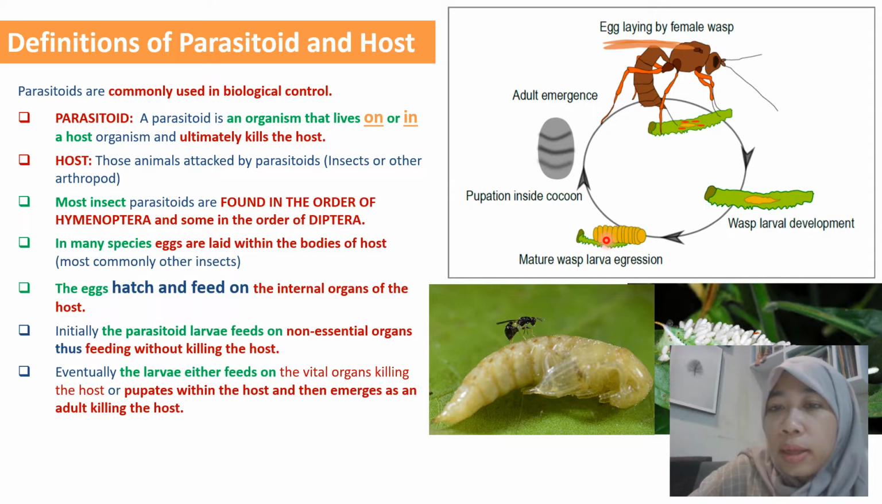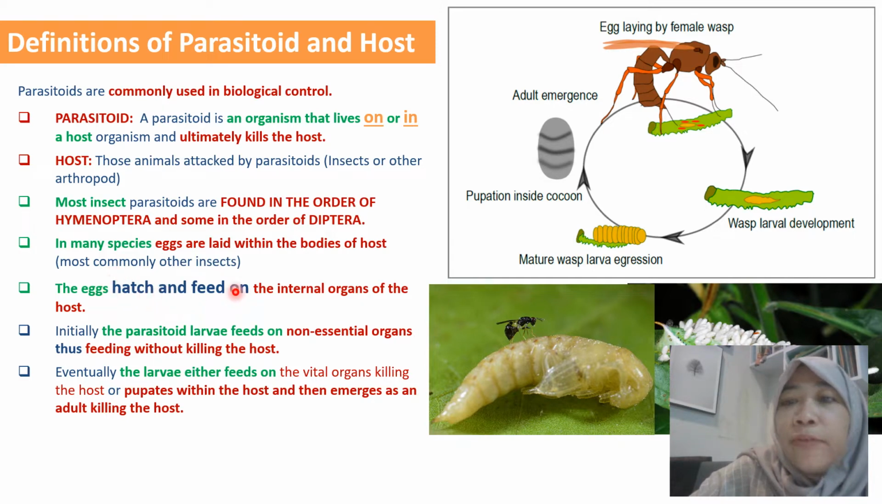While the larvae become pupae, the larvae will come out from the host body, and then the pupae look like that. This is the pupae of the parasitoid, and after the pupae, the adult parasitoid will emerge from the pupae. Okay, I hope you understand what I mean.